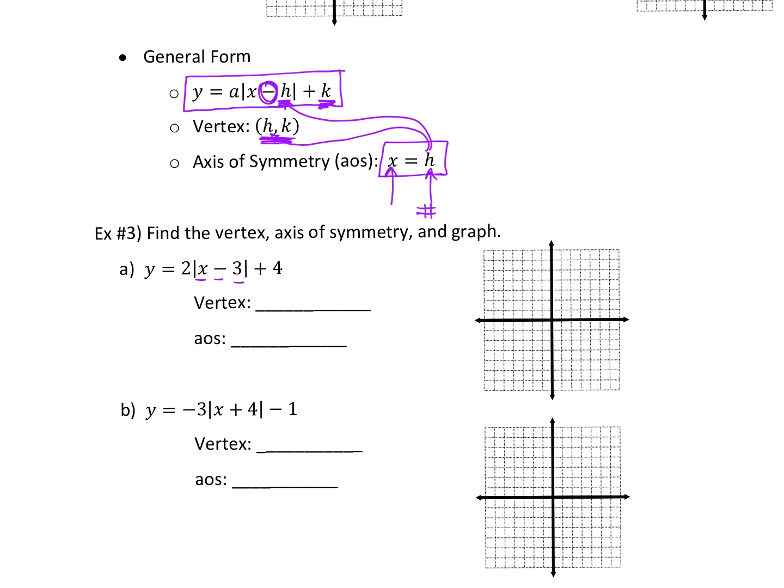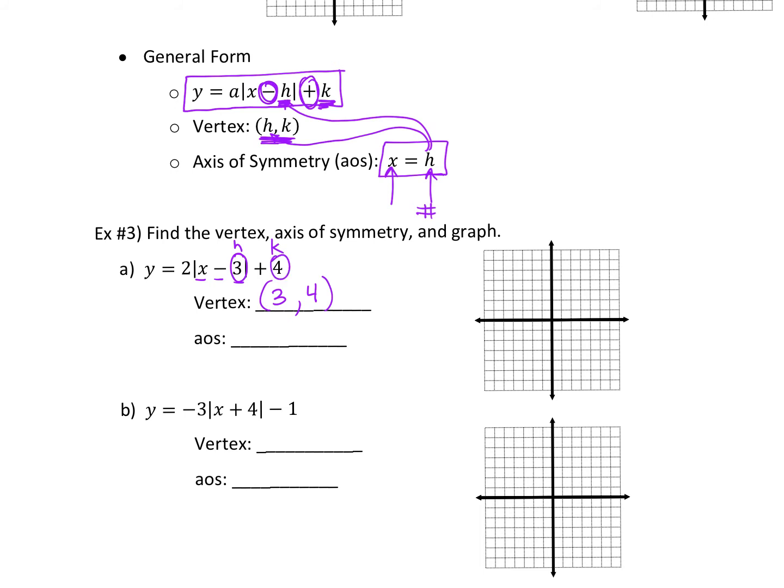Positive or negative? It's positive, okay? Because the equation is subtraction. So x minus whatever number it is. So this right here is our h, okay? That's the 3. What's k? 4. A positive 4, because that one is plus k. So this is my k.